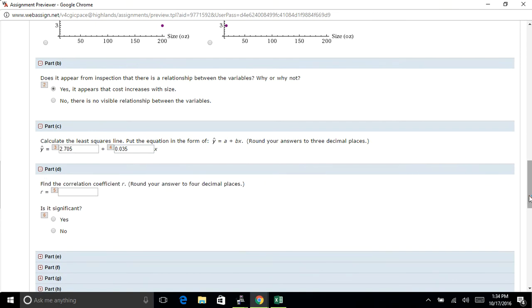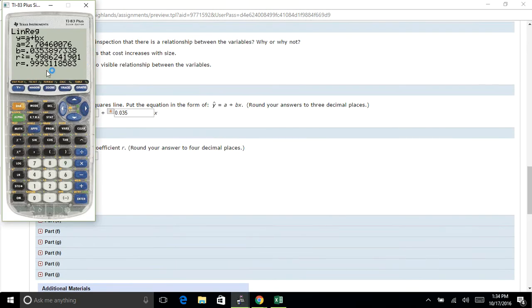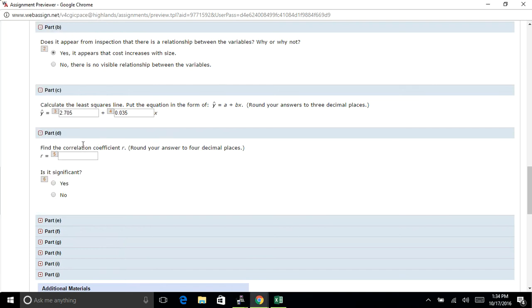All right, what is the correlation coefficient? So that's just the R. And remember, that's why I went back and I did that diagnostic on so I could get my R. So it wants 4 decimal places, so it's 0.9993. So I'm going to put that here, 0.9993.